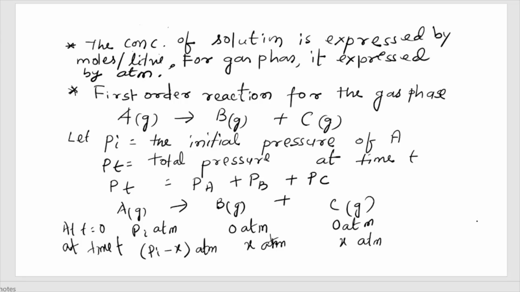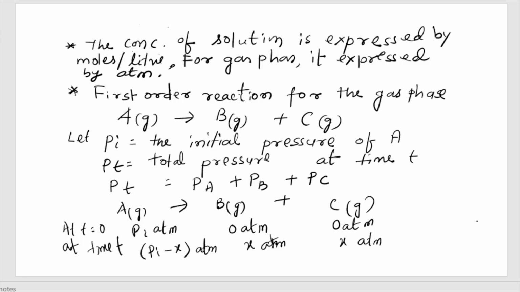A gives B plus C. All are gas. So what to do? You will see the initial pressure of A before the reaction. Let Pi be the initial pressure of A. All are in atmosphere, remember. PT means total pressure at time T, that means A plus B plus C. That means PT equal to PA plus PB plus PC.